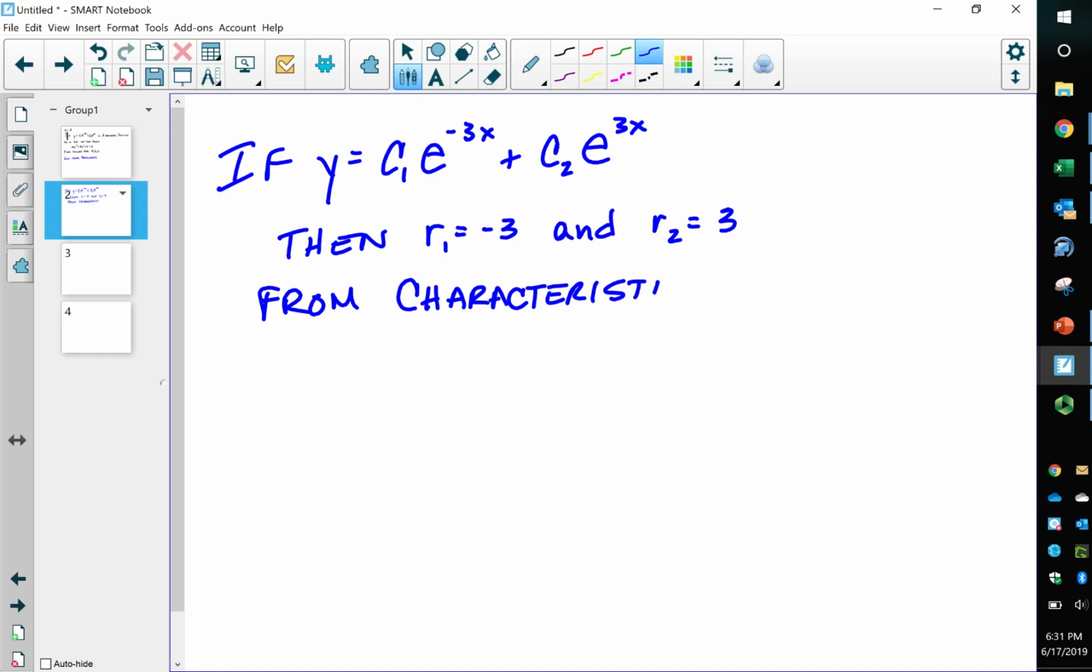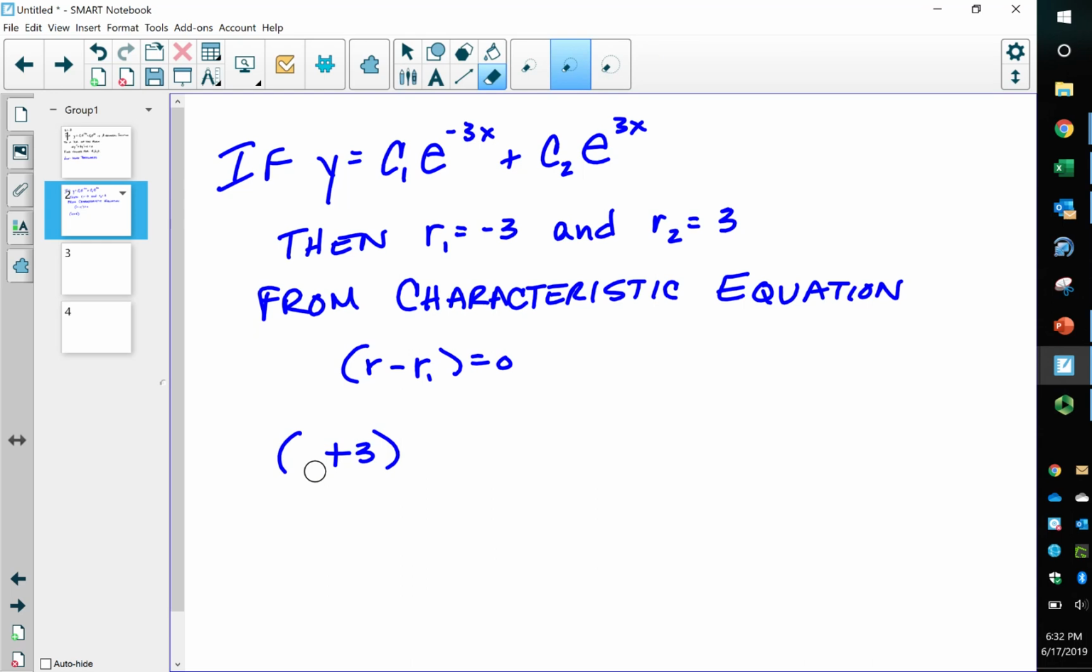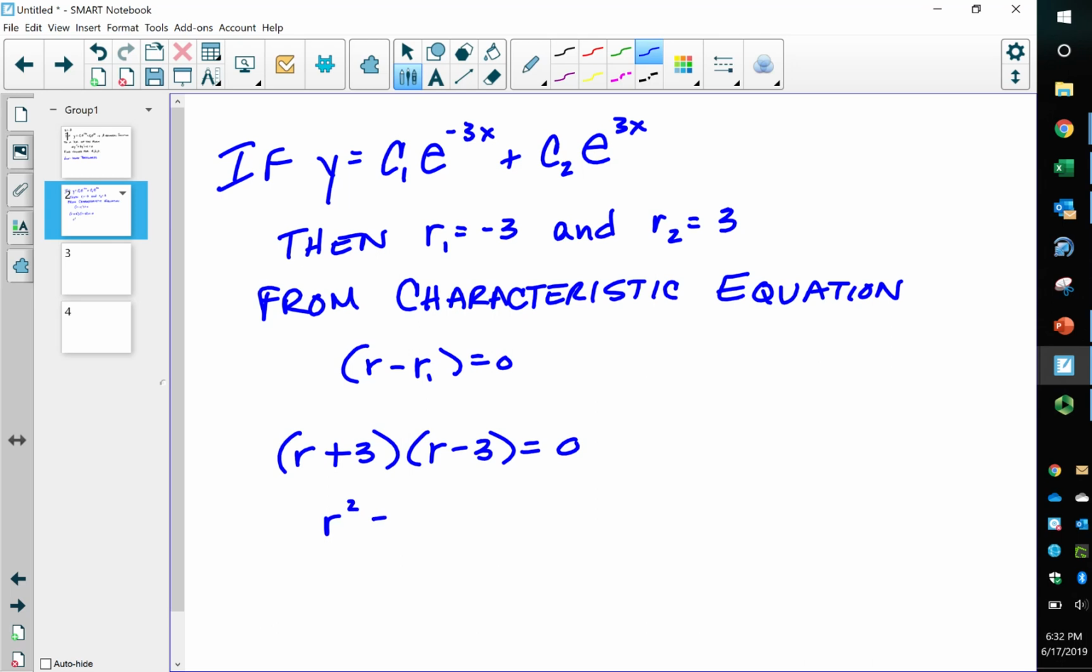Okay, so we're going to rewrite our characteristic equation, right? And that's always of the form each factor, no matter how many we have, of r minus r sub 1 is equal to 0. So we're going to have r minus negative 3, or in other words, the quantity r plus 3, and then r minus 3 is equal to 0. If we multiply that together, we get r squared minus 9 is equal to 0.